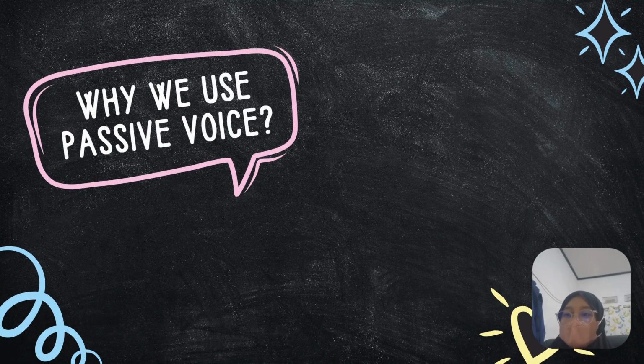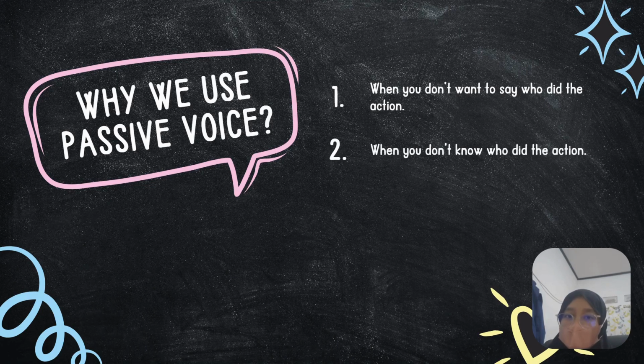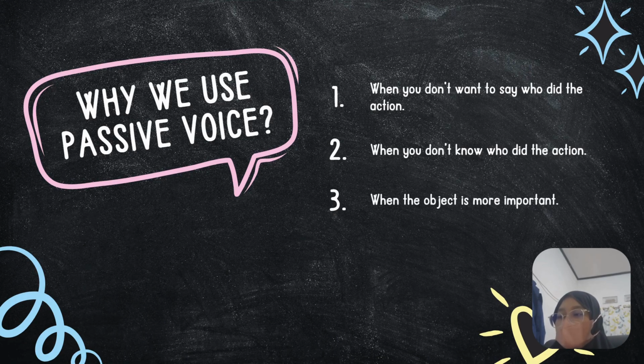So, why do we use a passive voice? There are several reasons for it. First of all, when you don't want to say who did the action. Second of all, when you don't know who did the action. Third, when the object is more important. And fourth, when the subject is obvious.